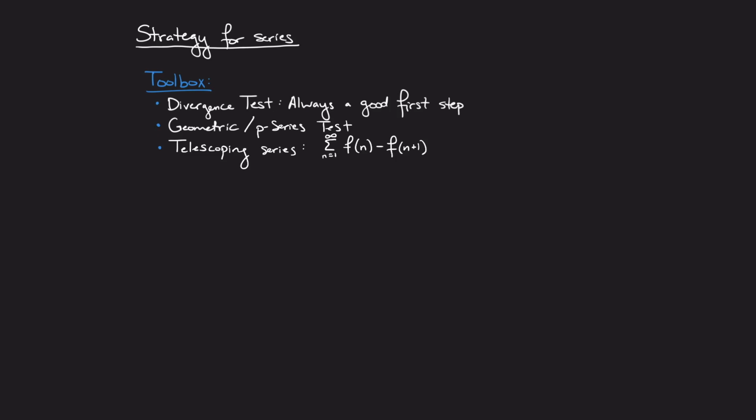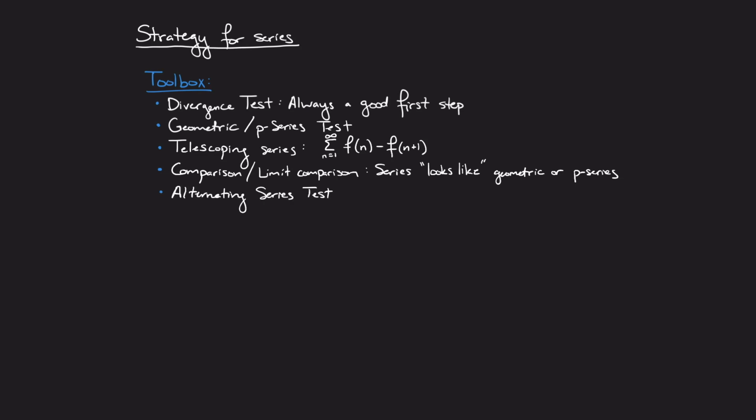After that, we have the comparison and limit comparison tests. We apply these when we're given a series that looks like a geometric or a p-series. Next, we have the alternating series test. We can use this one whenever we're given an alternating series. Then, we showed that absolute convergence implies convergence, and so we can test for absolute convergence. This is usually helpful when we're given series involving something like sine of n's, or cosine of n's, or a certain alternating series.